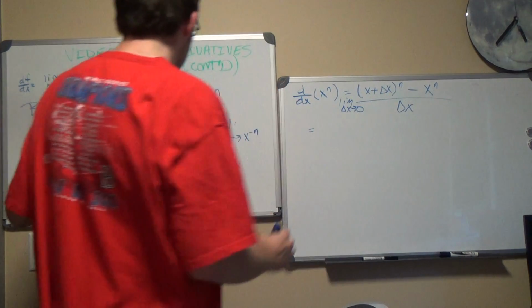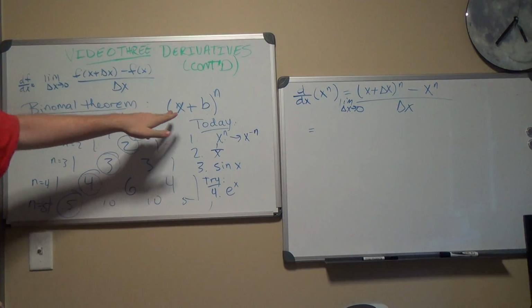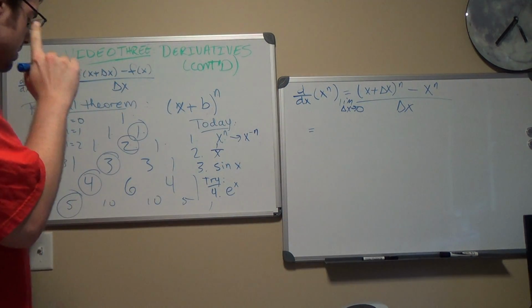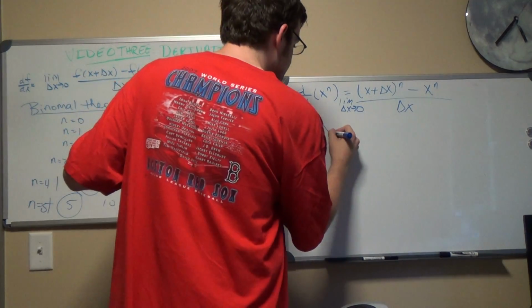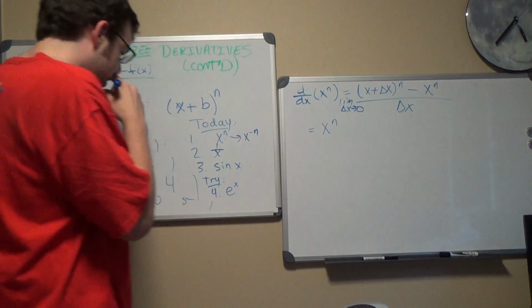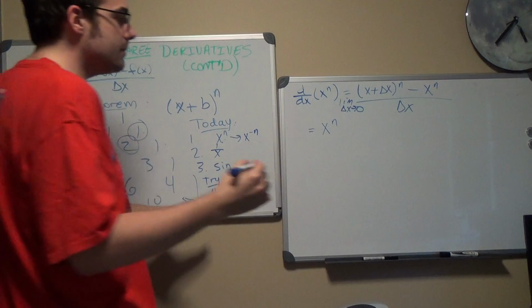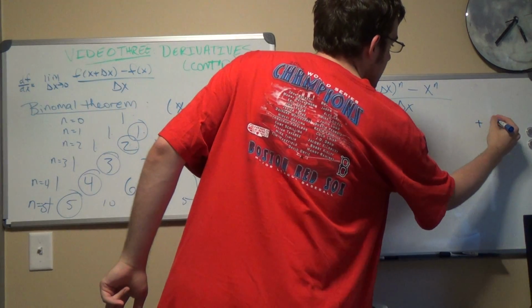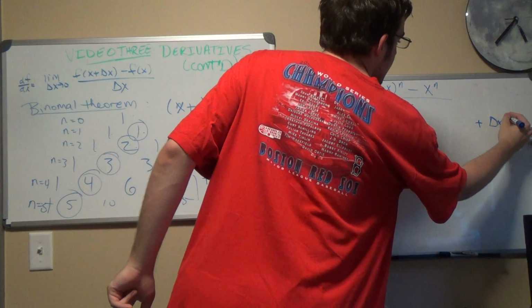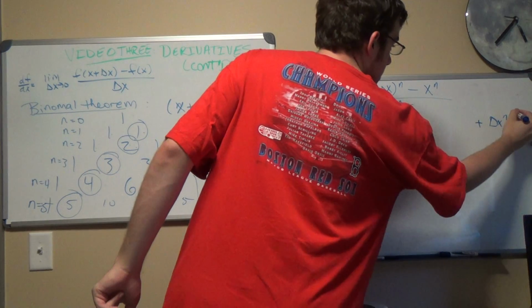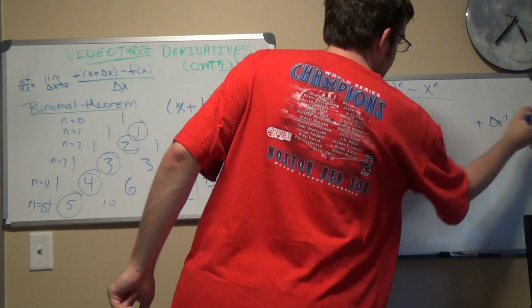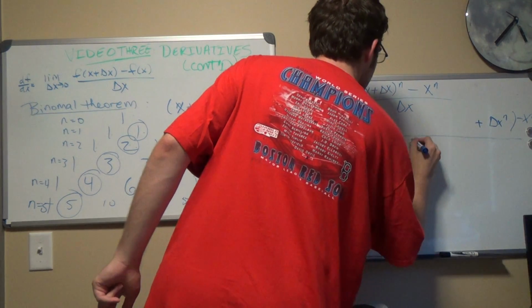So using the binomial theorem, the first term is always going to be x to the n. And the last term is always going to be delta x to the n. So this is here, this is minus x to the n, divided by delta x.